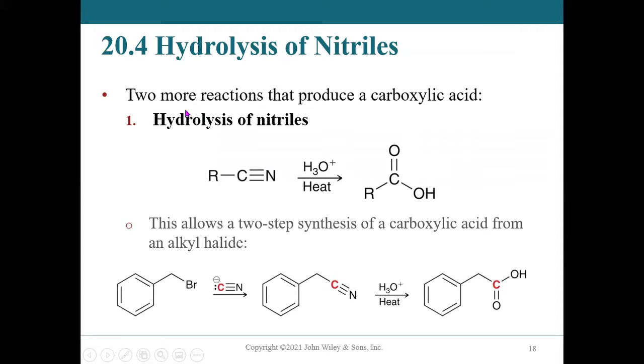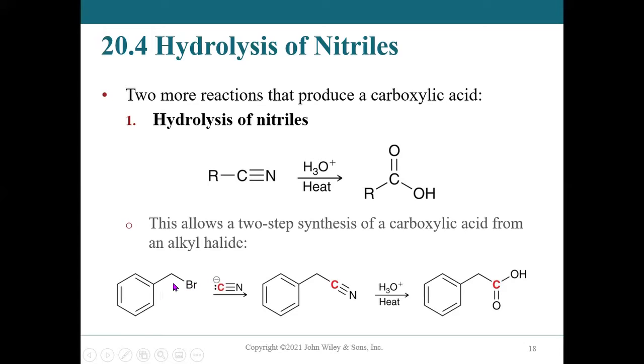Two more reactions that produce carboxylic acid. One is the hydrolysis of nitrile. Nitrile has this functional group, C≡N triple bond. So acid catalyzes hydrolysis with heat, produces carboxylic acid. So this allows a two-step synthesis of carboxylic acid from alkyl halide.